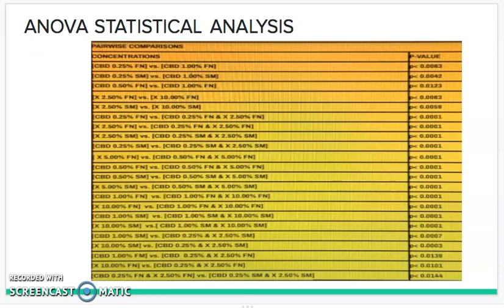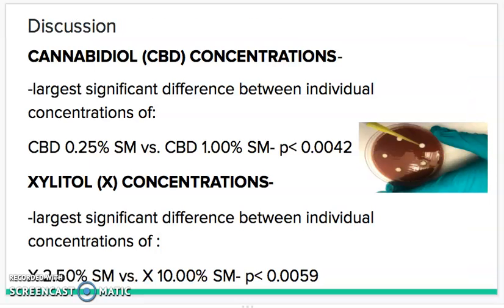For the ANOVA, I decided to do an ANOVA statistical analysis to prove my data was statistically significant, and you can see in my ANOVA chart that my data was very statistically significant. For an ANOVA, your data has to be significant below 0.01, and my data was very significant, proving it was correct. Now, in my discussion, I just gave some of the highest concentrations, and you can see that my highest concentration between the cannabidiol and xylitol concentrations, where P is less than 0.0042 and P is less than 0.0059, means it is very significant and was correct.